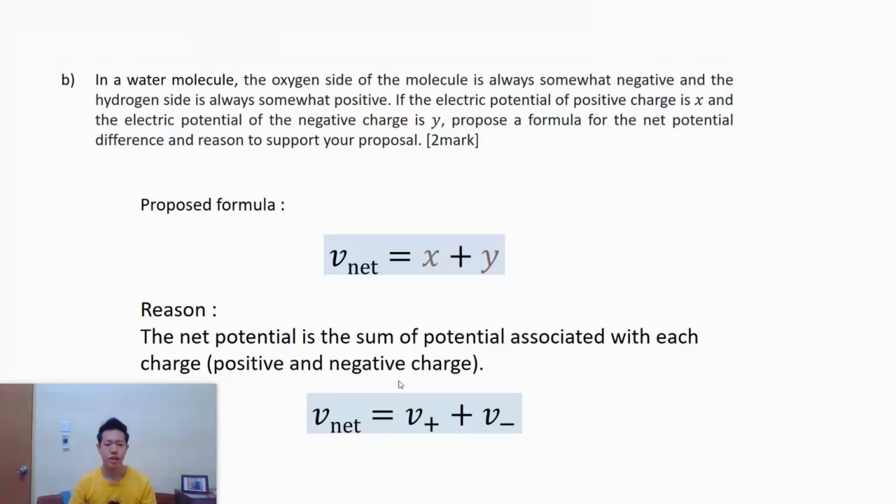Proposed formula: V net equals X plus Y. The reason is that the net potential is the sum of the potentials associated with each charge, the positive and the negative charge. So the formula is V net equals V positive plus V negative. So that's all from me.